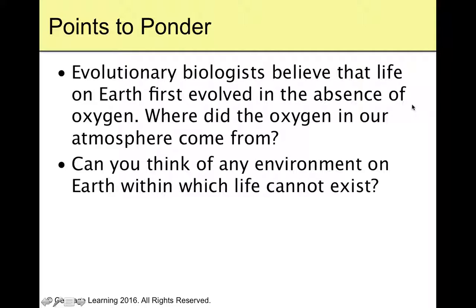So, a couple questions at the end of the chapter here. Evolutionary biologists believe that life on Earth first evolved in the absence of oxygen. Where did that oxygen come from? Hopefully, I've said it a few times. You can quickly say cyanobacteria. Duh, we've been over that. And then the tougher one: can you think of any environment on Earth within which life cannot exist? Hmm. I don't know. Cannot and does not are maybe two different questions. Let's go with cannot. Okay, all right, so chew that over.